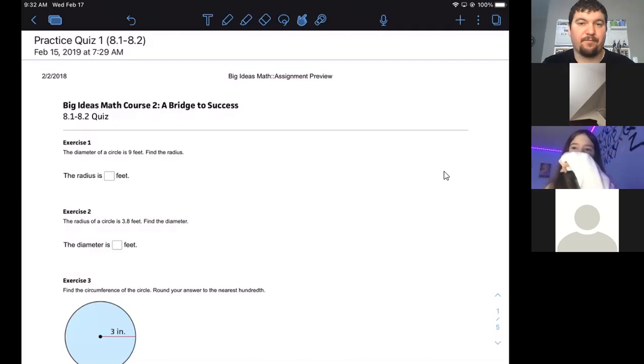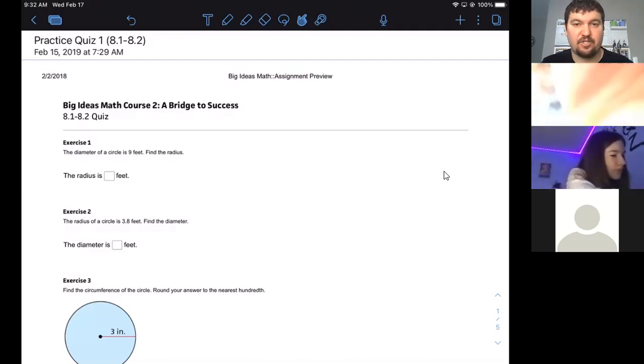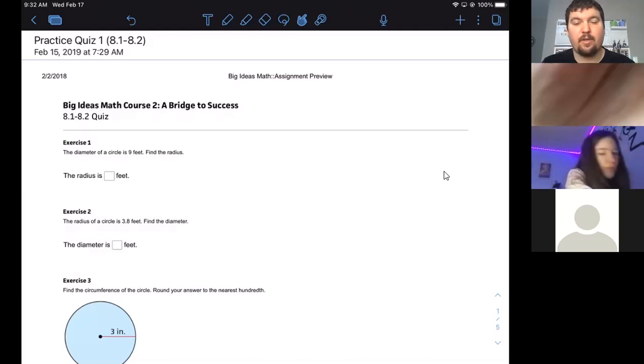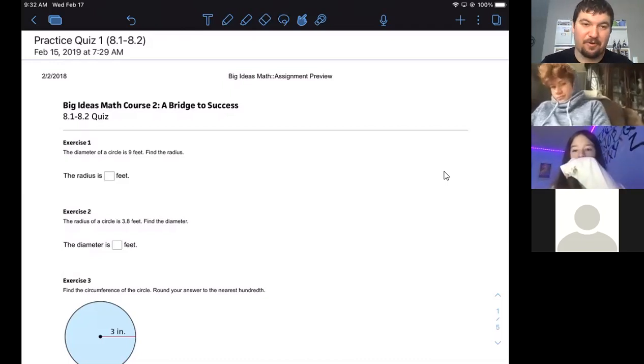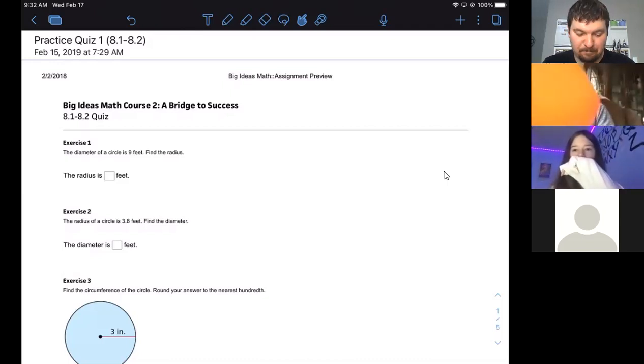So it's all about circumference and perimeter. So you're going to see some circles and you're going to see some composite shapes on this practice quiz. The one tomorrow will be all about area. Okay. So we're going to kind of go back in order here with this practice quiz.